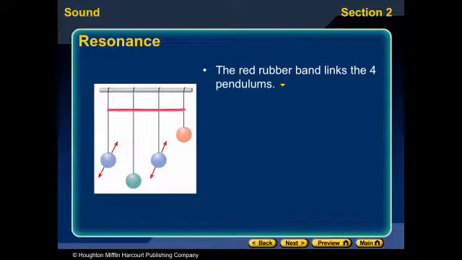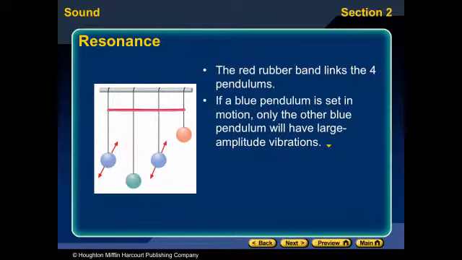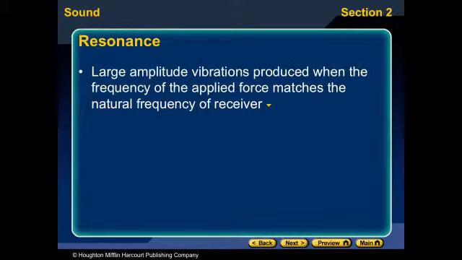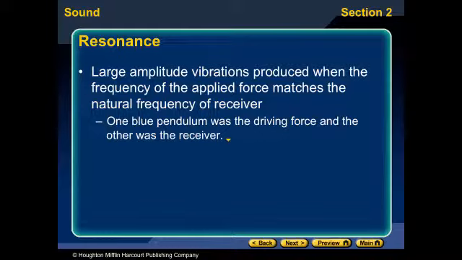Okay, resonance. They did talk about natural resonance in that little video, but let's say we have 4 pendulums, and a rubber band is linking those 4 pendulums. If the blue pendulum is set in motion, right here, only the other blue pendulum will have the large amplitude vibration because the pendulum is the same length. The others will just have a small amount. So that's what's called resonance. Since the vibrating frequencies match, the blue pendulums are resonant. Large amplitude vibrations are produced when the frequency of the applied force matches the natural frequency of the receiver.